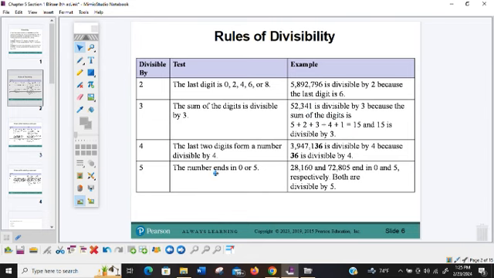52,341. For the number 4, you look at the last 2 digits of the number. So if we look right here, the last 2 digits are 36. Since 4 goes into 36, 4 will divide into the whole number. For a 5, you look at the end. If it ends in 0 or 5, it is divisible by 5.